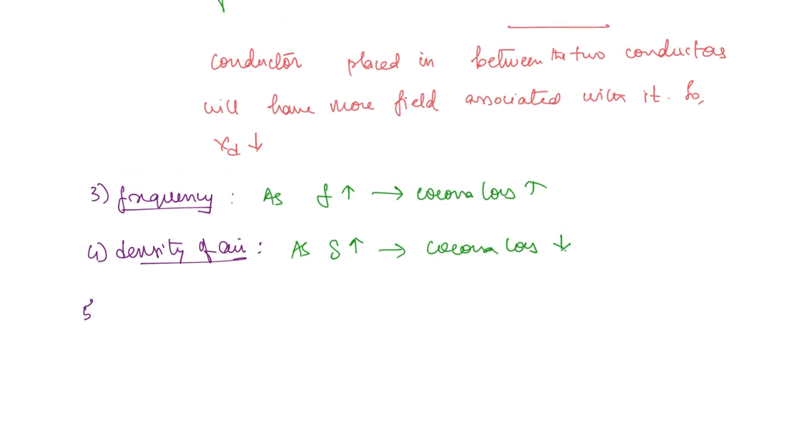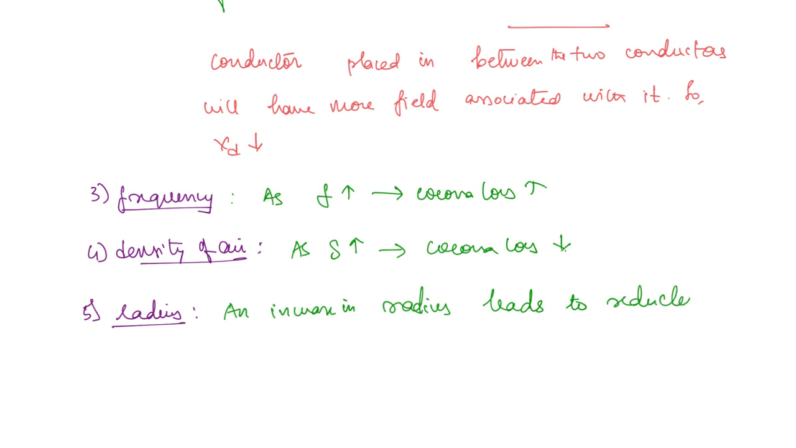Finally, the most important one is the radius. From the formula for power loss, it may seem that as radius increases, the losses will also increase. But what is going to happen? The radius is also going to affect the critical disruptive voltage. So the cumulative effect of an increase in radius is to reduce the losses. An increase in radius gives a reduction in corona losses.